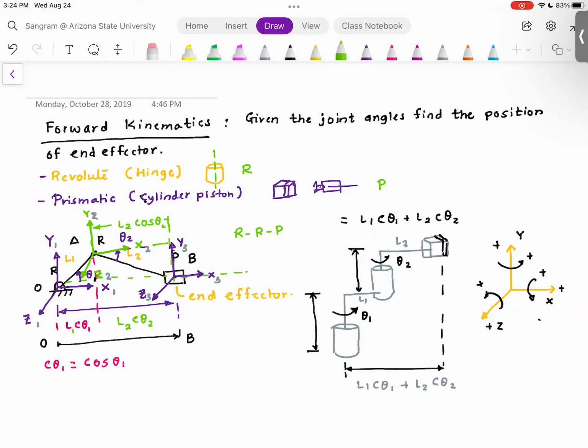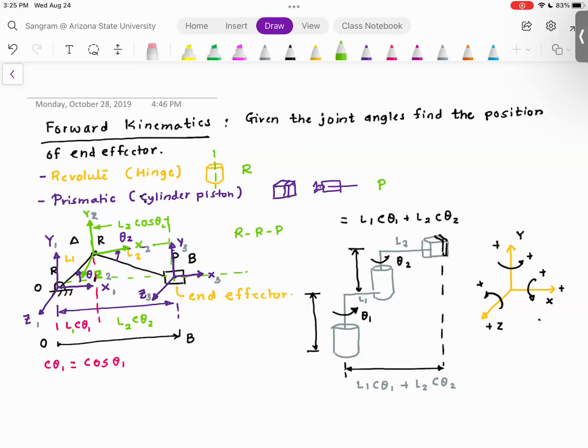Is there a reason you have positive x going this way? Could it be the other way? Yes, that could be the other way too. But then if your positive x is the other way, your z needs to go inside.